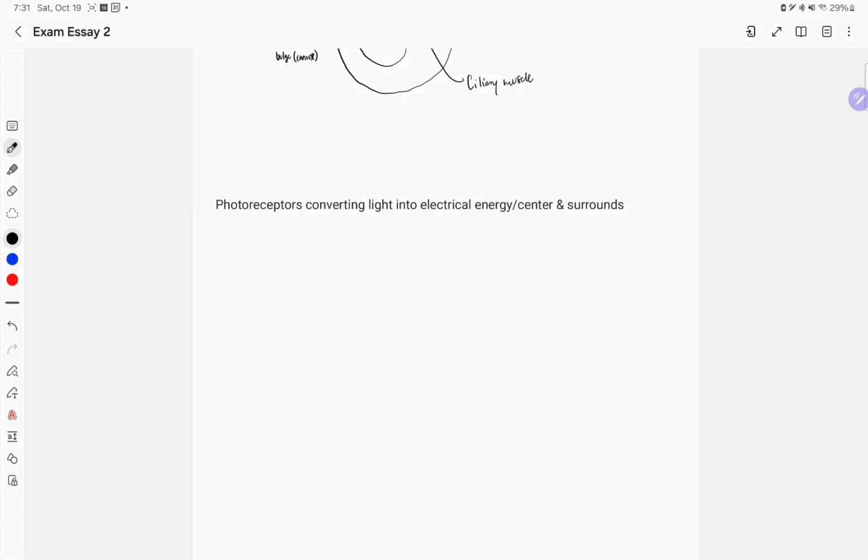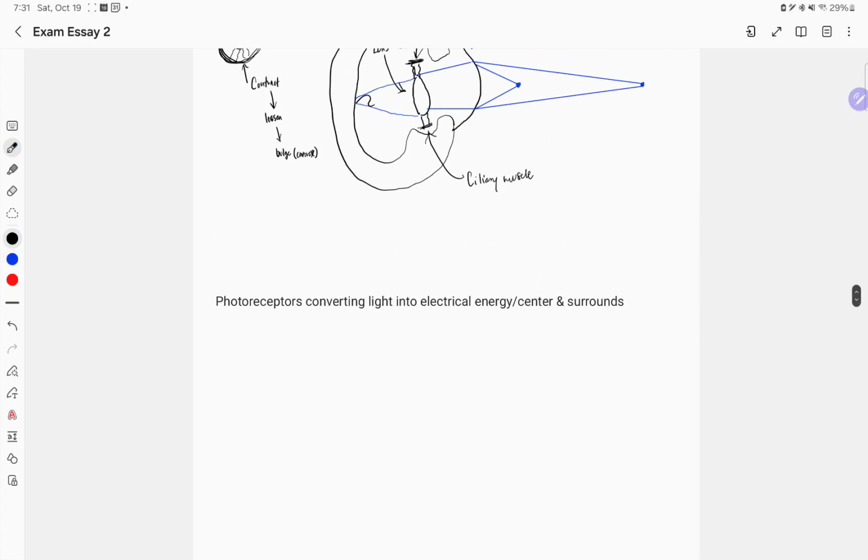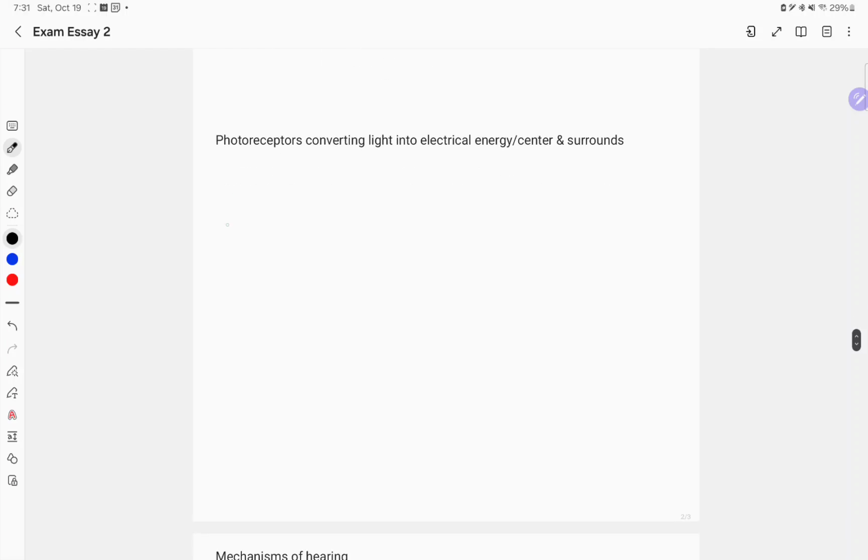So when that light hits the retina back here on the photoreceptors, we have different types of cells that I'll explain here. So first of all, we have our photoreceptors, also referred to as rods and cones.